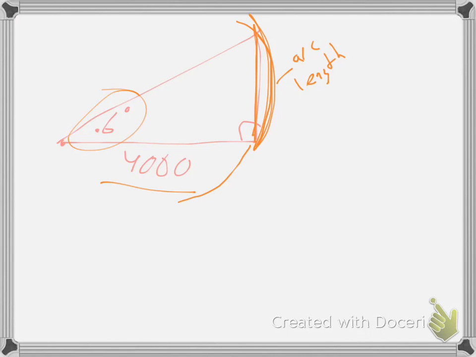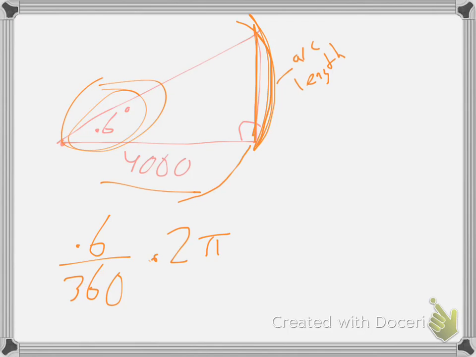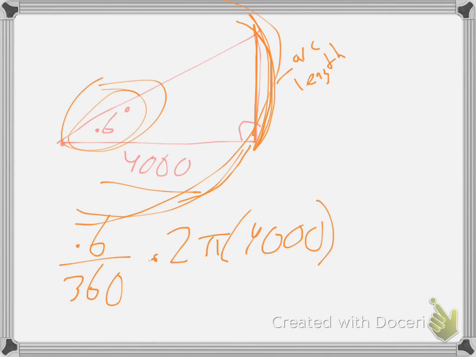And so what they want you to do is set up the whole idea again. Here's your radius. Here's your angle. So you'd be talking about 0.6 out of 360, and you multiply that to your circumference formula. Circumference would be 2 pi times 4,000. So they want you to still use the fact that I could have this very large circle, right? And you're using the arc length of just a very small portion of it.